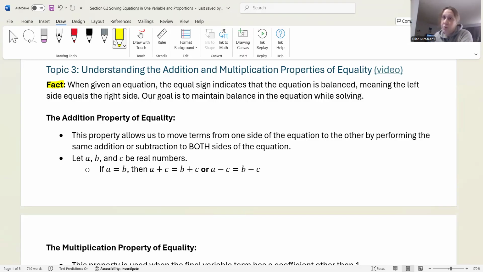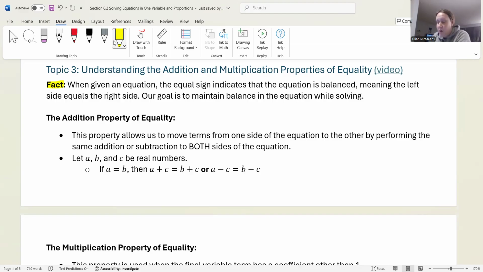And there are two properties that really allow us to do that. We have the addition property of equality and then the multiplication property of equality. Looking at the addition property of equality, it's the property that allows us to move terms from one side of the equation to the other by performing the same addition or subtraction on both sides of the equation.